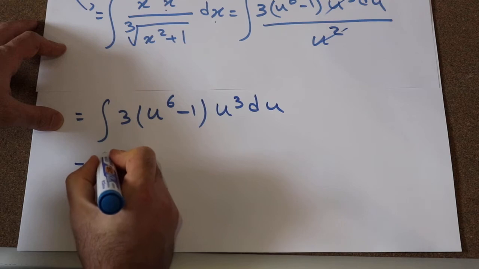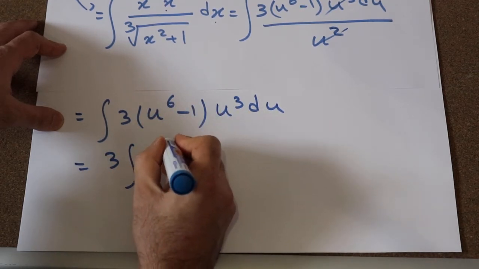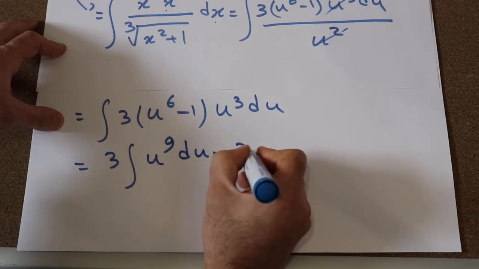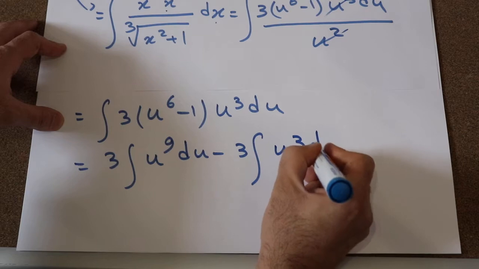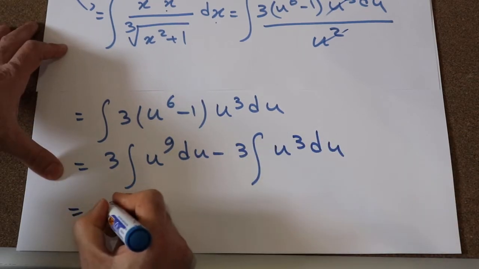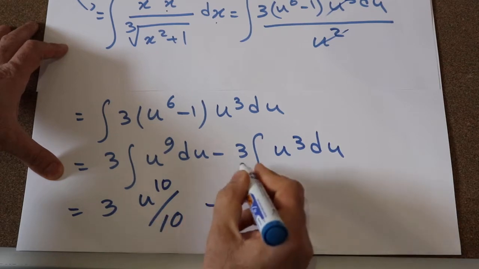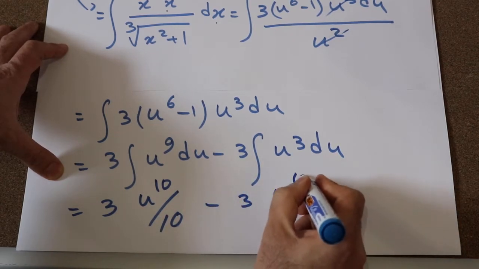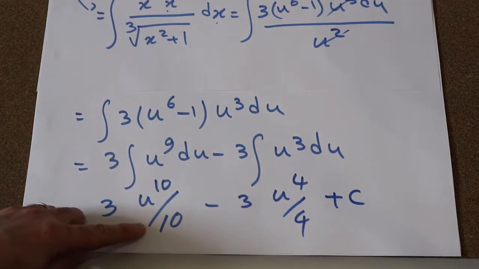which will be equal to 3 times the integral of u^6 times u^3, which is u^9, du, minus 3 times the integral of 1 times u^3, which is u^3, du, which will be equal to 3 times u^10 divided by 10 minus 3u^4 divided by 4 plus C, which is the constant of the integral.